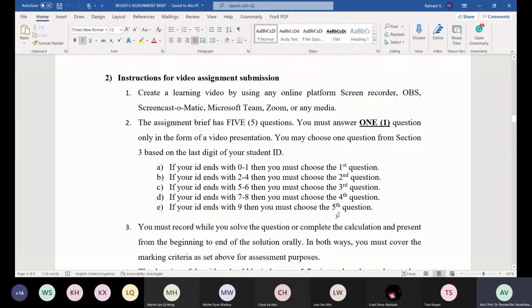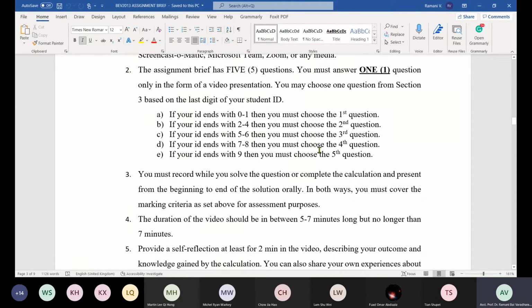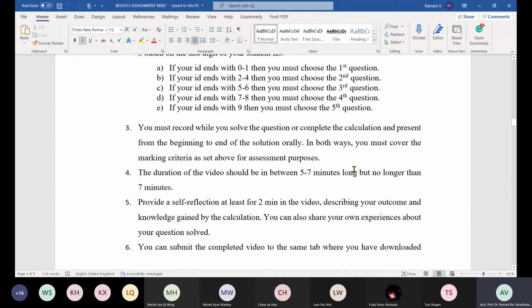Alright? One question only. Which question you choose, the procedure is given here. Please follow the sorting method. Otherwise, this is random, so that you have a random pick. Right? You must record while you solve the question or complete the calculation and present it. Also fine to present from the beginning to end, following the 4 strategies and steps that were given to you, which I've also taken for my marking, as the solution wording. In both ways, you must cover the marking criteria set above for the assessment.